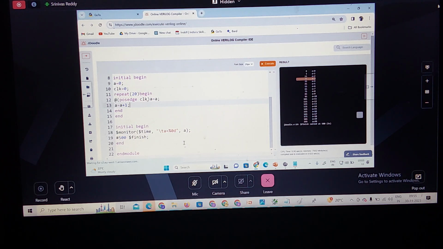So can you think of this problem? Now this is generating at every positive edge of the clock. The statement will be executed, A is equal to A plus 1 incremented. Write a program for this.